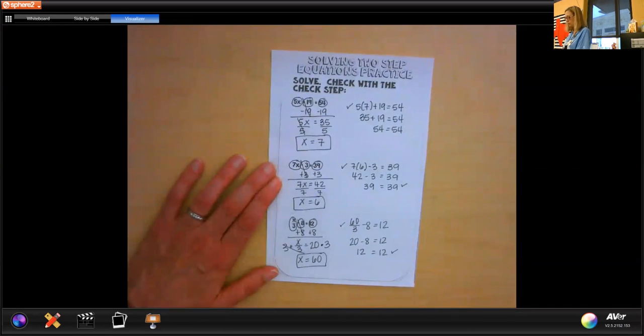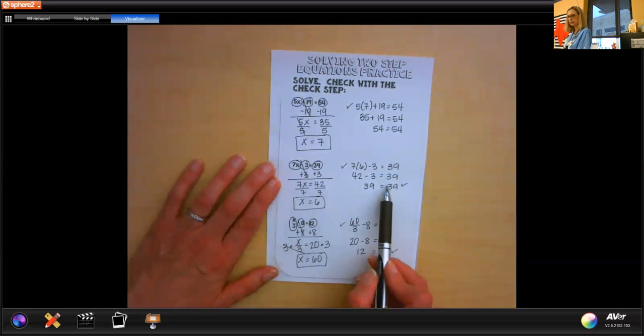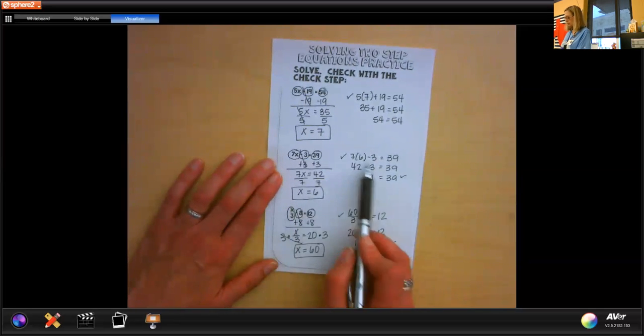7x minus 3 equals 39. I added 3 to each side. That gave me 7x equals 42. And I divided by 7. 42 divided by 7 is 6. And I plugged in to check and make sure that that gave me the correct answer. So my solution of 6 was correct.